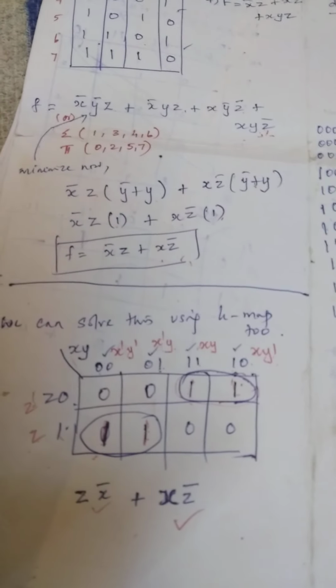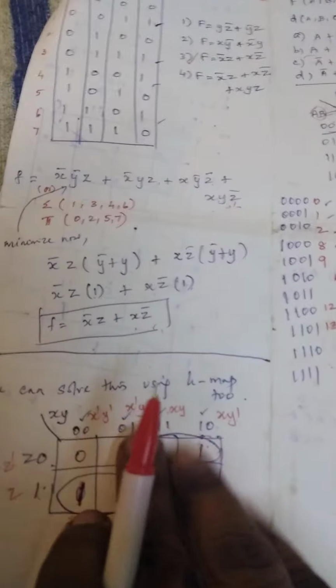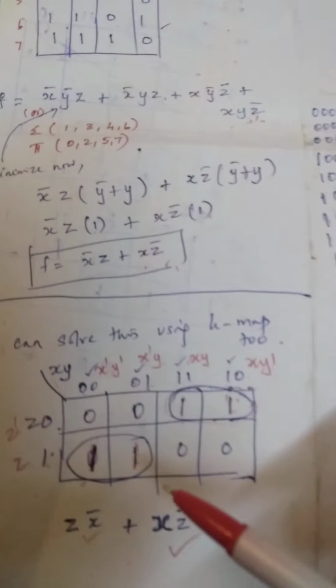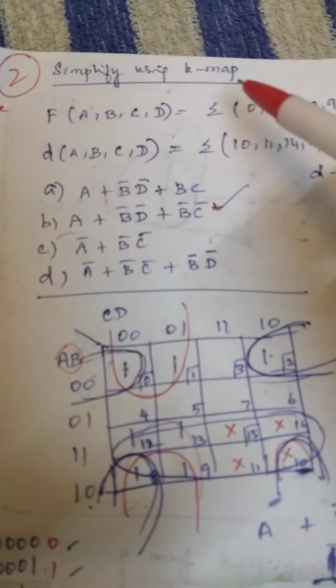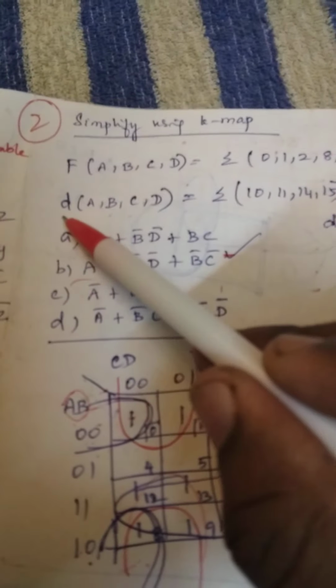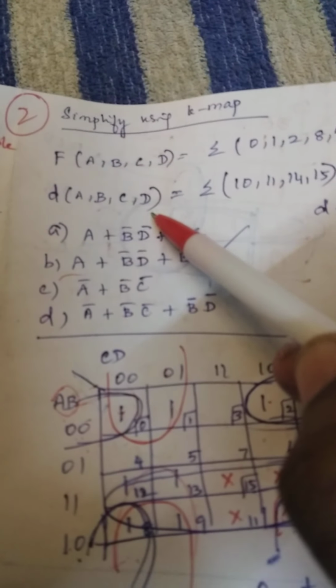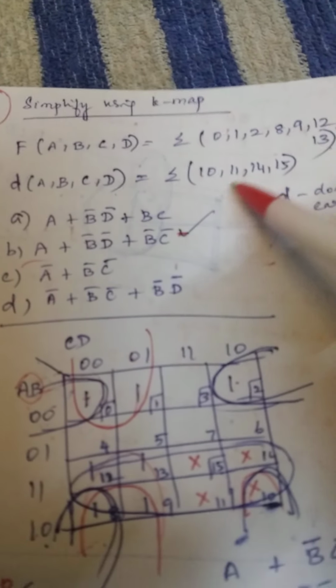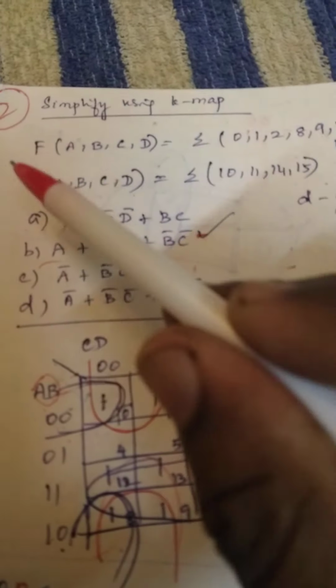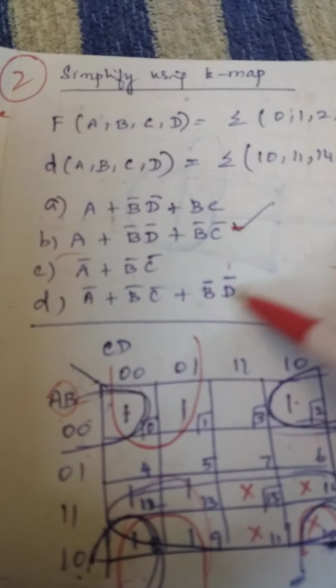Now we will be seeing a 4 variable K-map example. This is a 3 variable example, and now we will be seeing a 4 variable example. Simplifying using K-map, this is the sum given. F of A, B, C, D, sigma of these numbers, and d is don't care. A, B, C, D means 4 variables. This is sigma 10, 11, 14 and 15. D is nothing but don't care. We need to choose among the 4 which is the answer. So now we will be seeing the same example here.